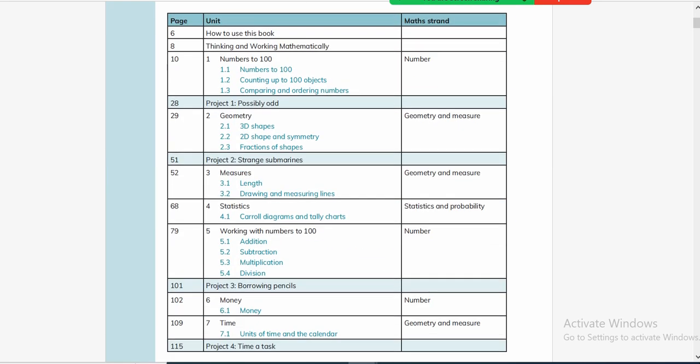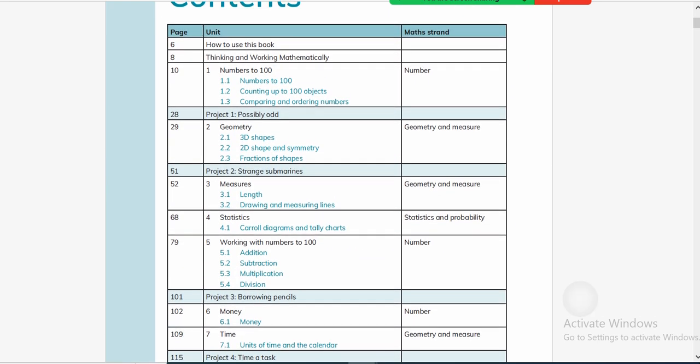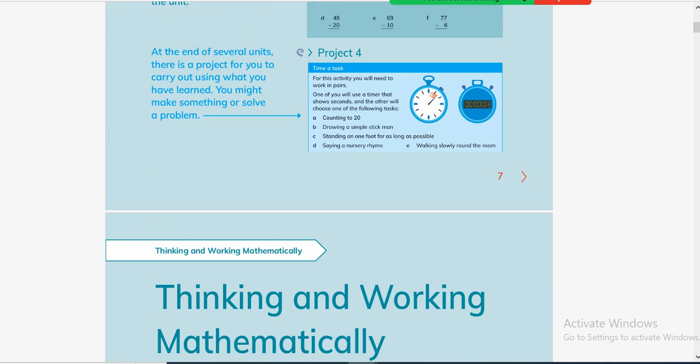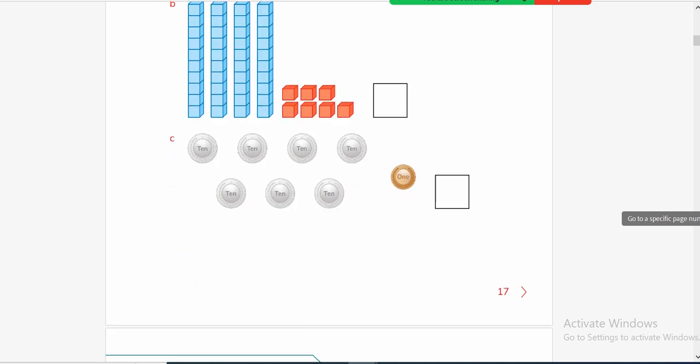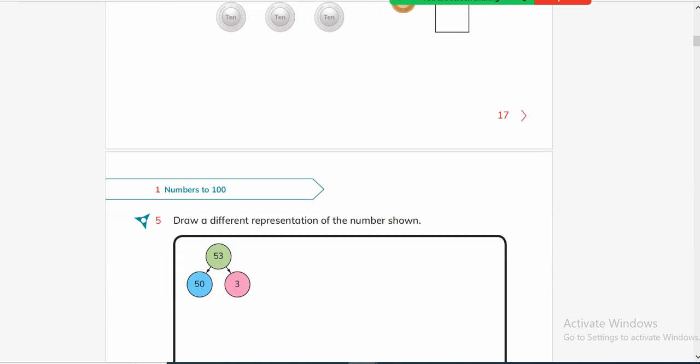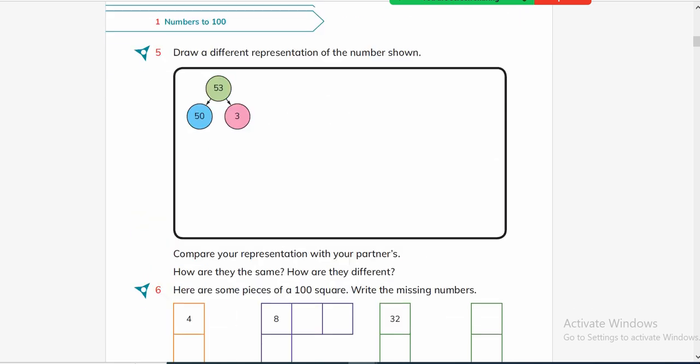In my previous videos, I have done these pages with you till page number 17. Now I'm going to start with page number 18. So this page was done. It is written page number 17 here. This page is done in my previous video. Okay, now look at this page number 18.